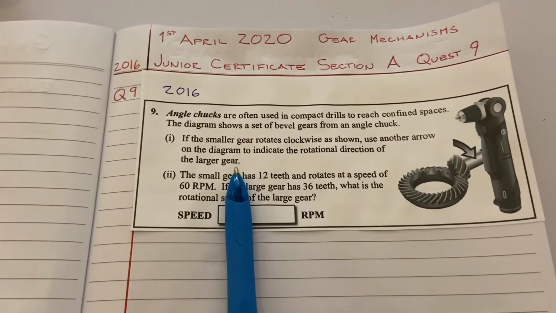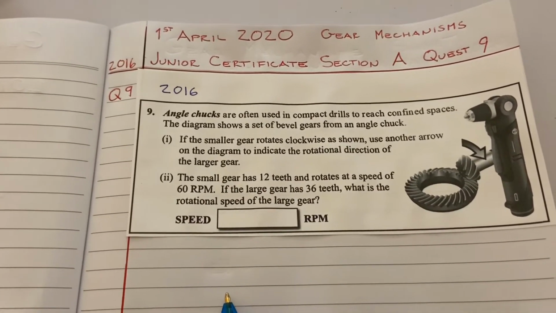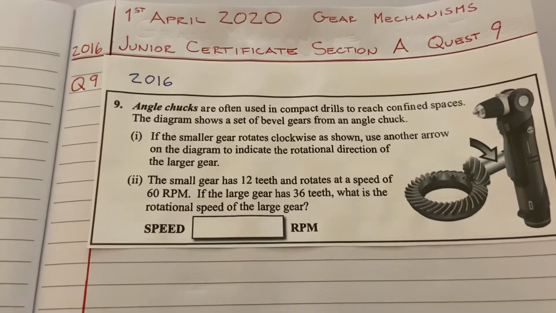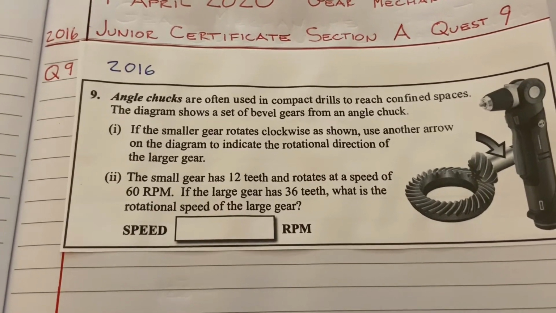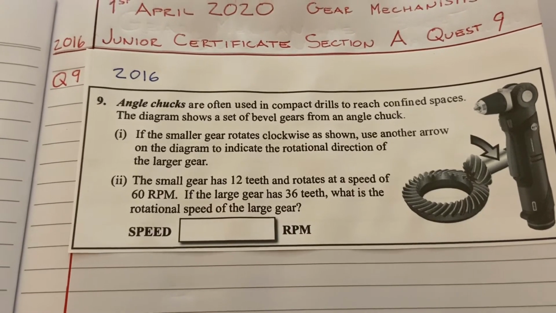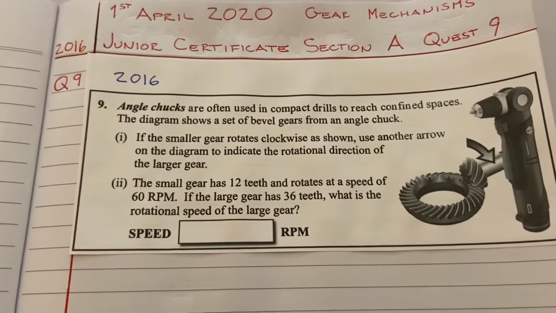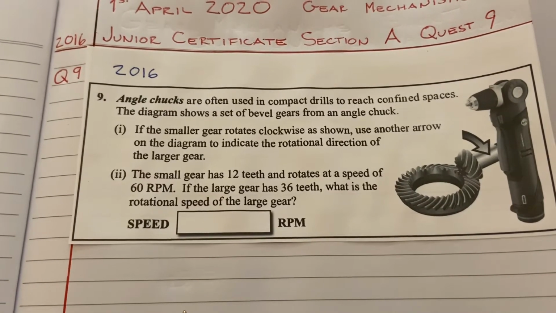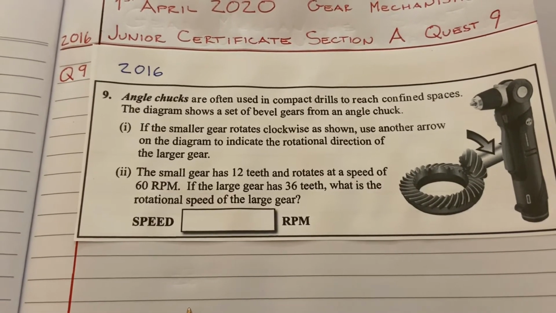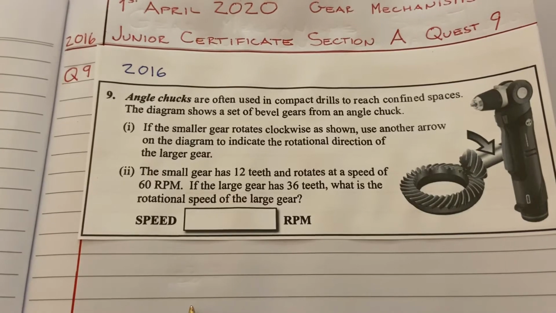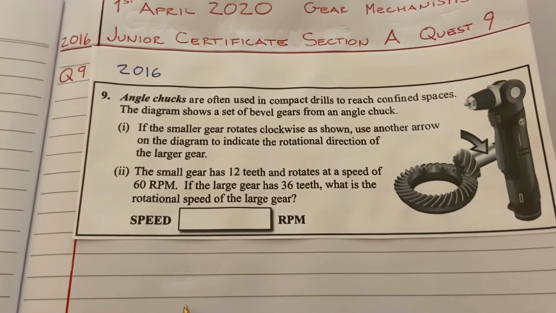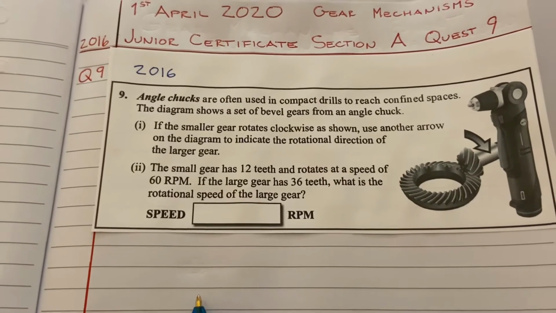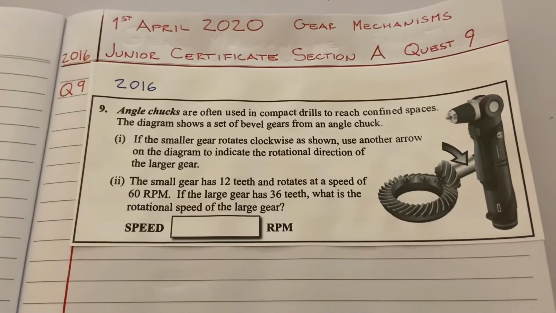Now, reading the question: angled chucks are often used in compact drills to reach confined spaces. The diagram shows a set of beveled gears from an angled chuck. If the smaller gear rotates clockwise as shown, use another arrow on the diagram to indicate the rotational direction of the larger gear. Now, these are fairly straightforward questions.